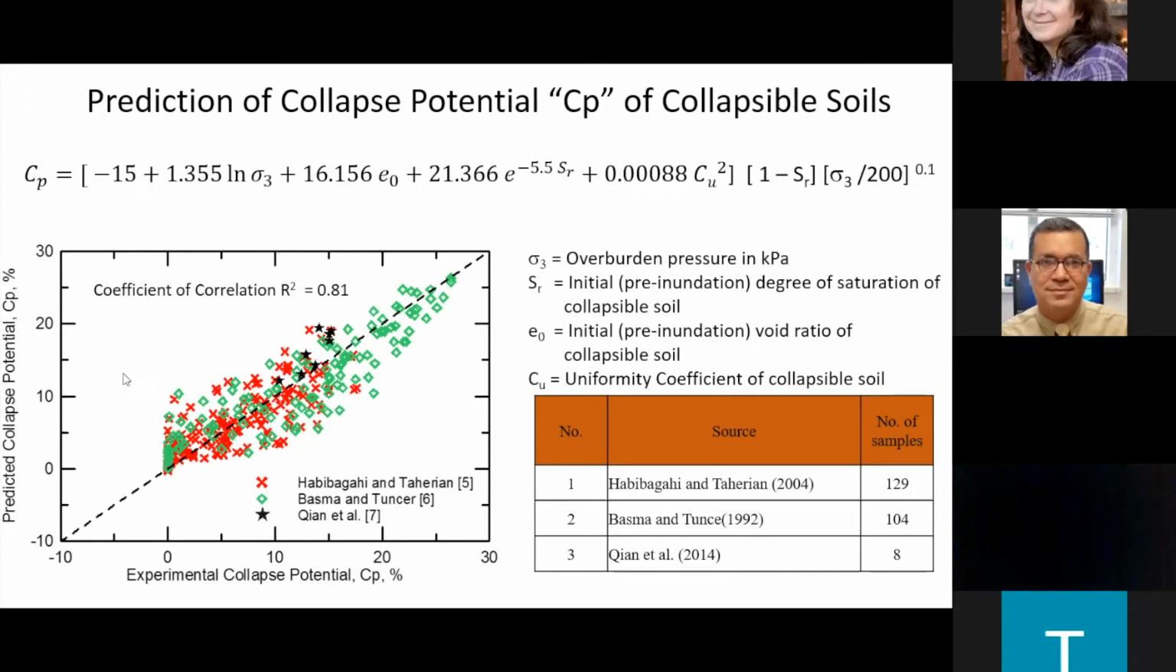Here is a comparison between what? Between the calculated CP determined from this formula, and the measured one that you can see down here, which is the experimental one. And we have this nice formula with a good coefficient of correlation, R square 0.81. It's very nice to have this kind of agreement.